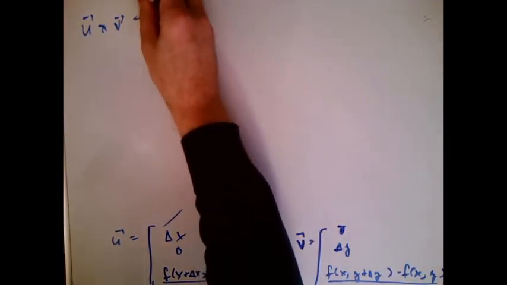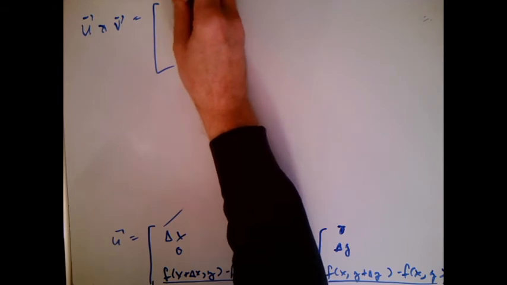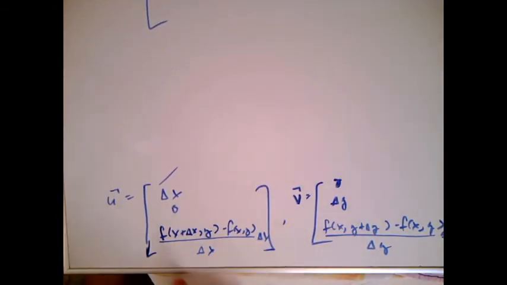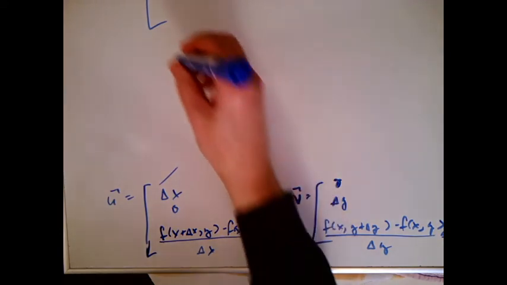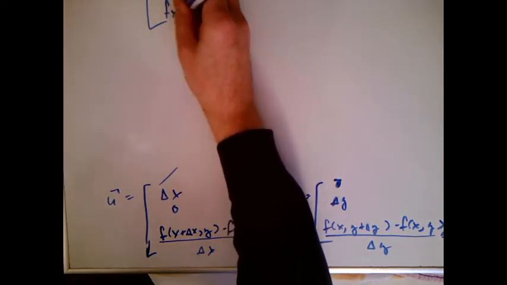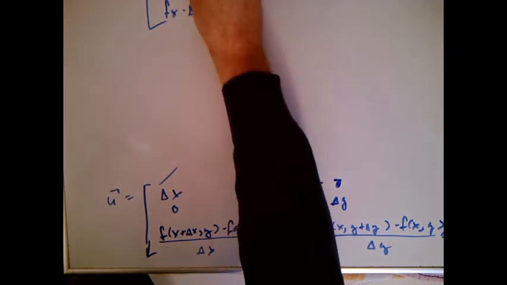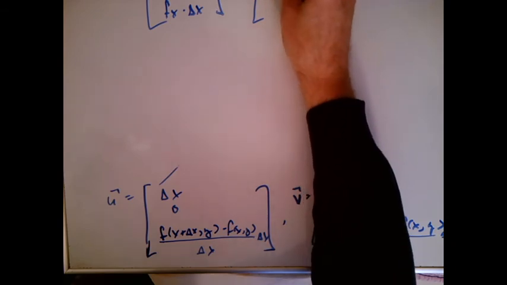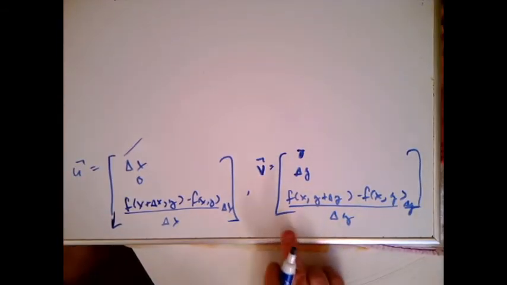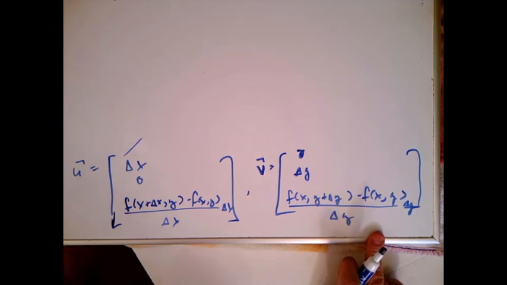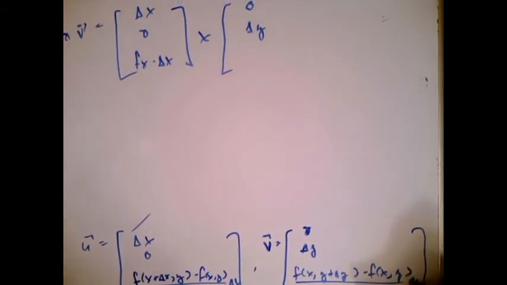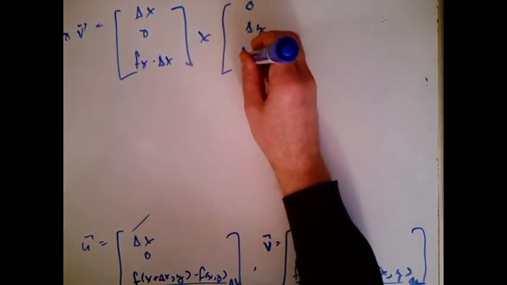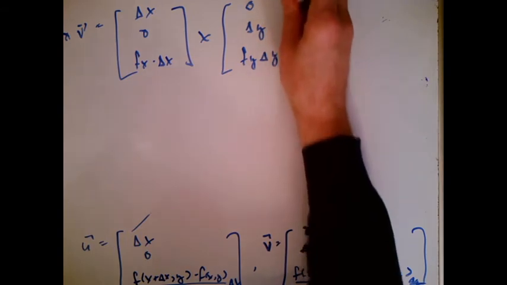U cross v, way up here. Now, what is u? U is delta x, 0, and this piece right here looks like a difference quotient. Since delta x is small, that looks very much like fx. So this is going to be fx at that point times delta x, and we're crossing that with 0, delta y, and f of that. I look down here, and that looks very much like a difference quotient where delta y is changing and x is not. So that looks like fy. So I'm going to come back up here, and this is going to be fy delta y like that.